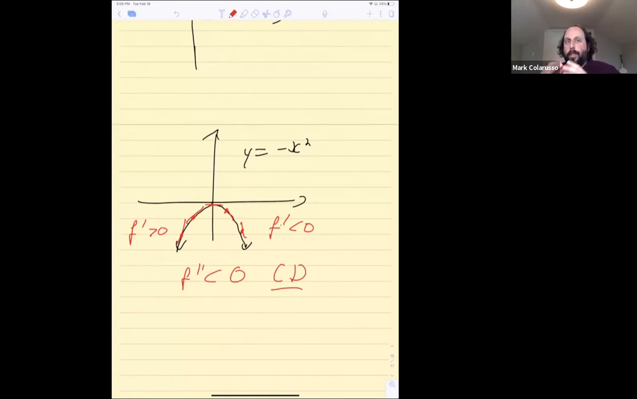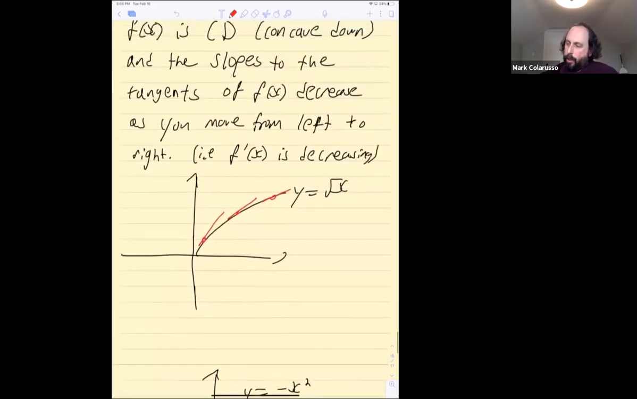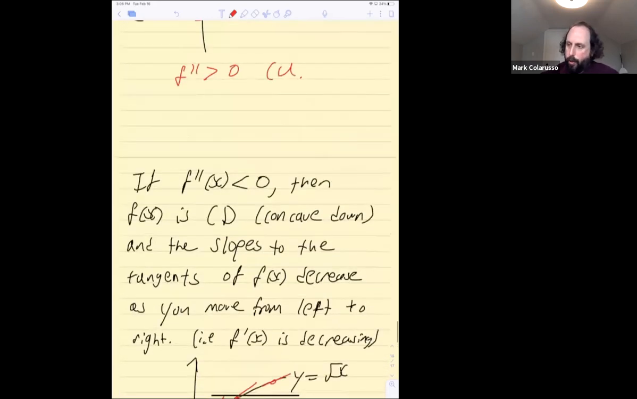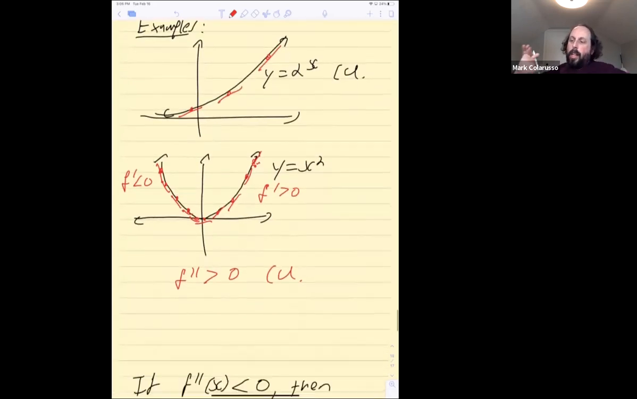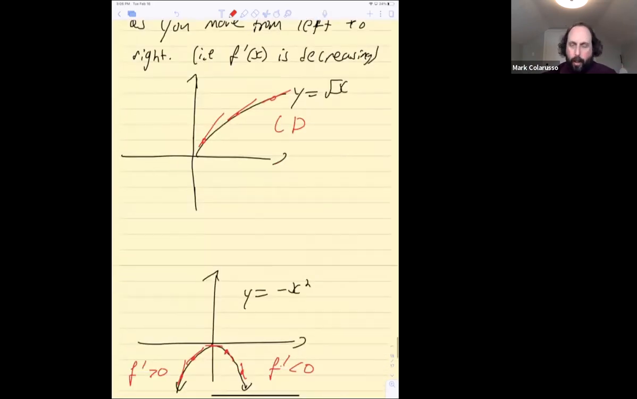It's the derivative of the first derivative. It's how the tangents are increasing or decreasing as you move from left to right. So f prime is a decreasing function here. And like I said, the root curve is concave down. Sorry, I drew it here. The exponential is the one I meant to draw, and it is concave up. But you can have a function that's concave up and increasing, or concave up and decreasing and then increasing for some time, like the parabola, and the same thing with concave down.